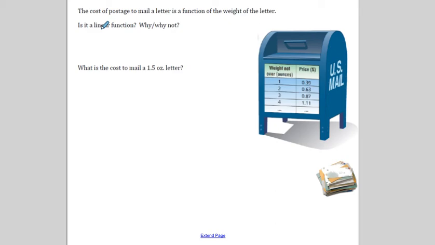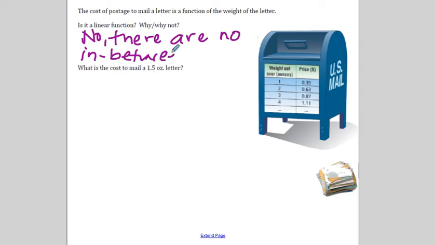So is this linear? It is not linear, and the reason is because there are no in-between prices. If something weighs 0.2 ounces or 0.9 ounces, you're still going to pay the 39 cents. Doesn't matter how much it weighs. If the 0.2 price was different than the 0.9, and for each different level of ounce there was a different price, then it would be linear.